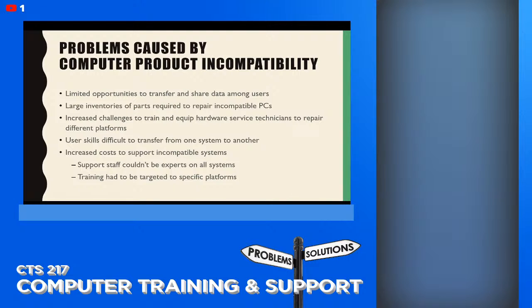User skills, difficult to transfer from one system to another. If you change, you have to learn something entirely new. Increased cost to support incompatible systems. So a support staff couldn't be experts on all the systems. You had to hire people who were experts on all the different types of systems, and you had to have training targeted towards specific platforms. So when we're looking at incompatibility of standards here, these are our big issues.